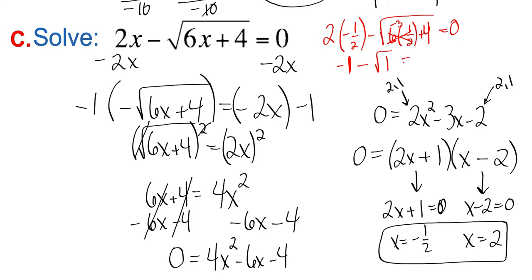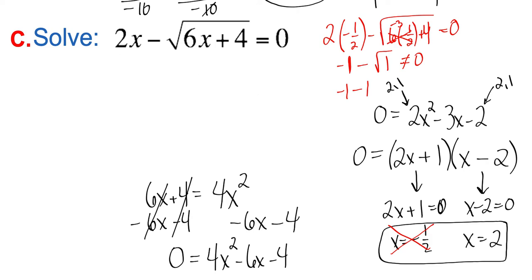So -1 minus 1. Okay, so looking at that, that's -2. That definitely does not equal 0. So this one does not work. Okay, I'm going to move some of this stuff out of the way and we'll try the 2.